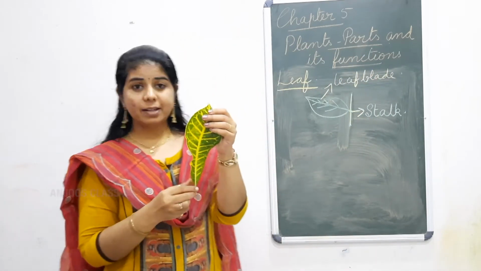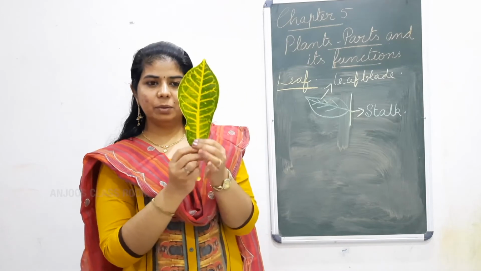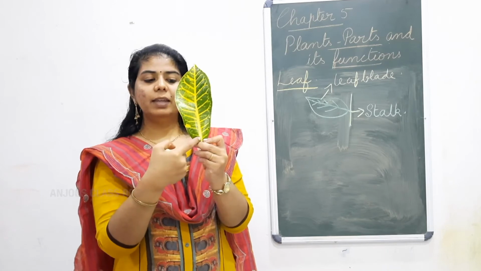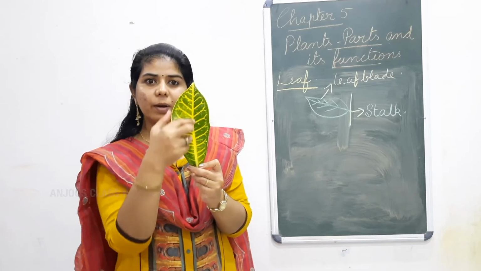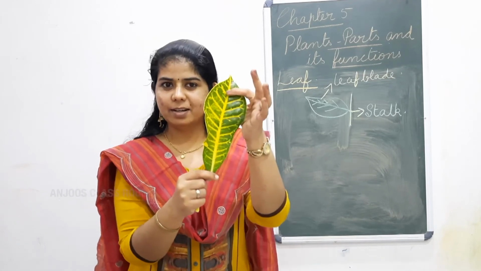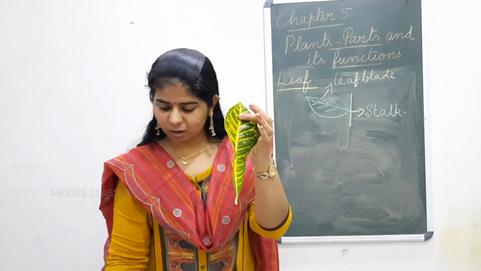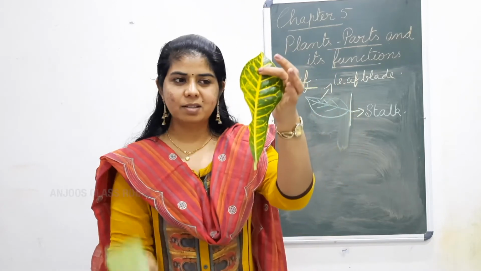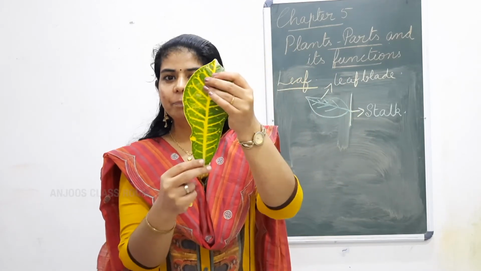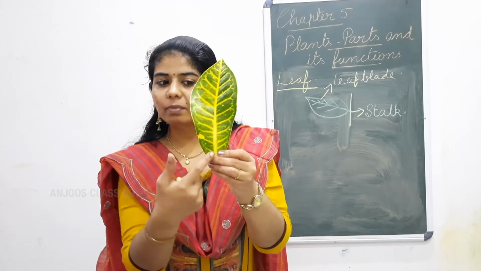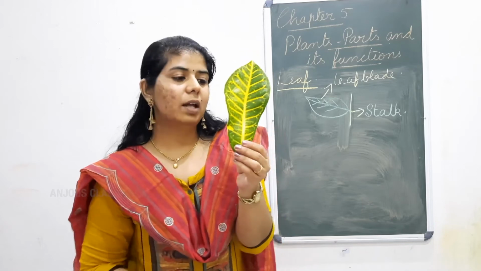The next one, you can see in the middle a line passing through. That line we call the midrib. Can you see that line? Here in this leaf you can see it nicely. Only if you come closer you will understand it. I can show you nicely: the yellow color you can see there, that is known as the midrib.